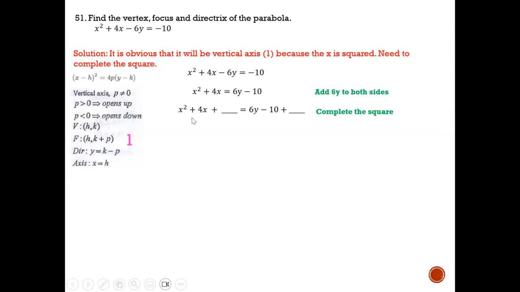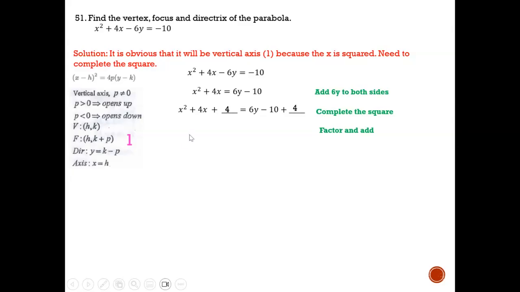So, what's half of 4? Half of 4 is 2. And 2 squared will give us 4. What you put on the left side, you also put on the right side. So, factor and add.